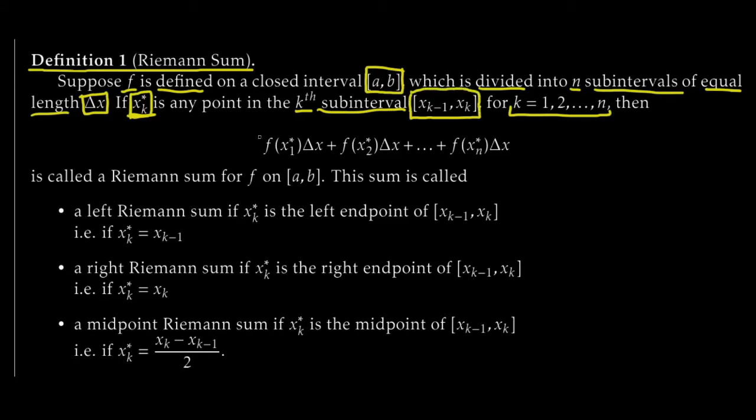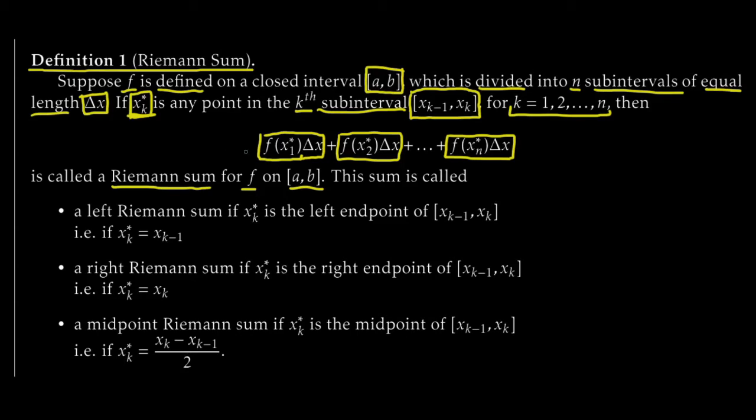Then we're going to say that the sum of f of x1 star times delta x plus f of x2 star times delta x plus on and on and on, all the way up to f of xn star times delta x, we're going to say that this is a Riemann sum for f on [a, b]. That is, this is just one. You can have lots of different Riemann sums. This is just one of them.